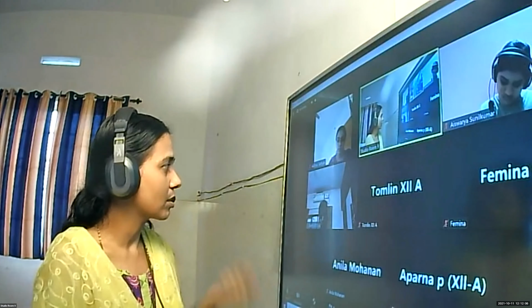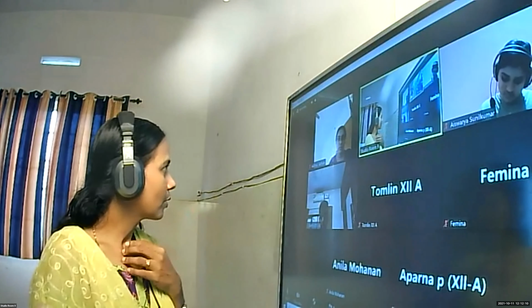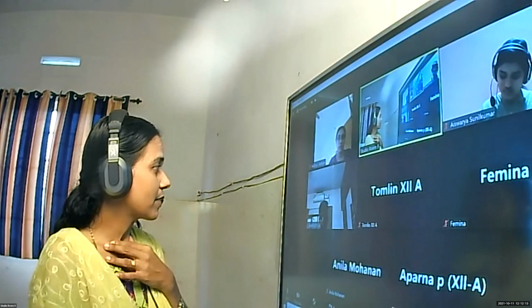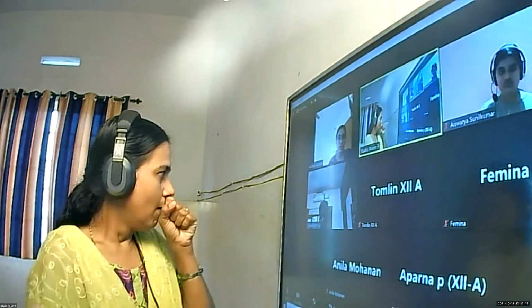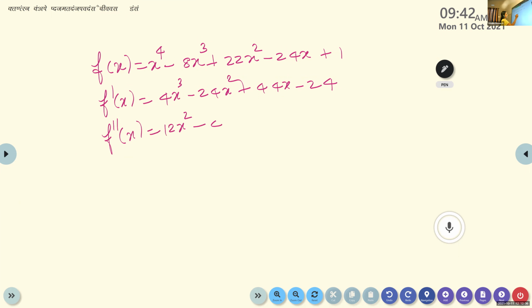Is it first order or second order? If it is not mentioned, usually we do it with second order. So differentiate it 2 times. Find f dash of x. What is f dash of x? 4x cube minus 24x square plus 44x minus 24. Then find out what is f double dash of x. So it is 12x square minus 48x plus 44.